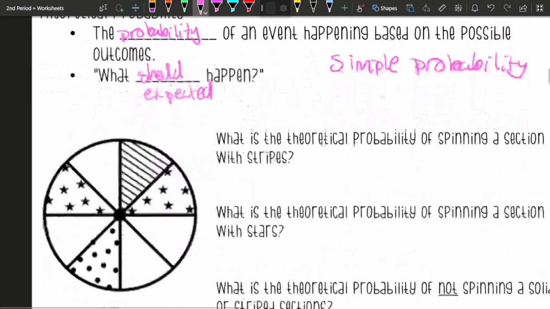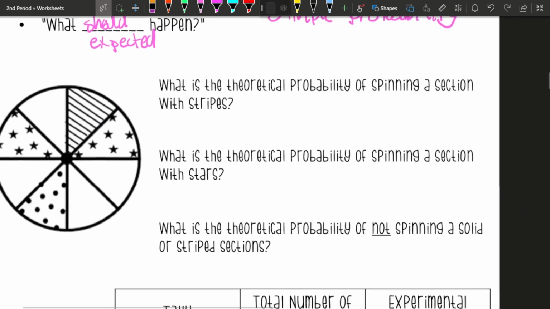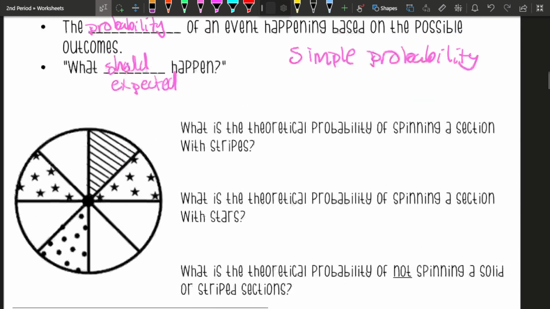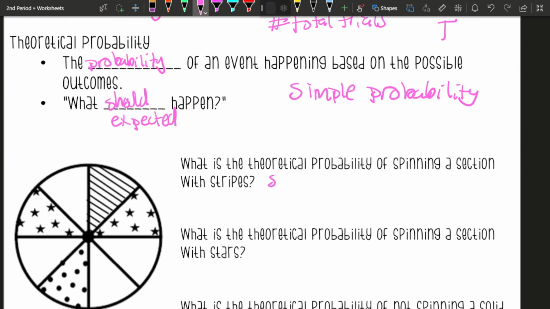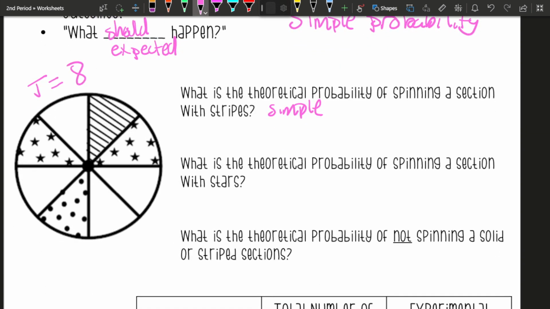Okay? So let's see. We have over here a spinner, and we have 3 questions right here. What is the theoretical probability of spinning a section with stripes? Again, theoretical is just simple. So first thing we got to do is find the total. How many total sections do we have? 8. So remember, for theoretical probability, it's just simple probability, part over total. How many total sections we have? 8. How many are stripes? 1. That's it. But now we're going to convert that into a decimal and percent.